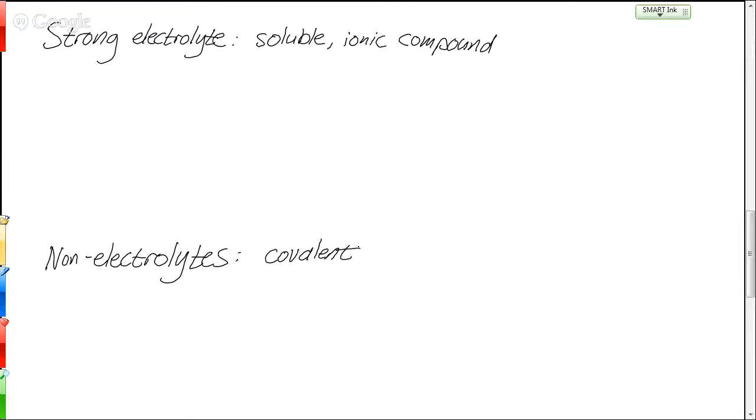And then in the middle, you have the weak electrolytes, which are things like the weak acids and bases, which are any acids besides kind of the big ones that we see all the time, like hydrochloric acid, sulfuric acid, nitric acid. Those are all strong acids. Weak ones are things like acetic acid or other organic acids, benzoic acid, things like that.